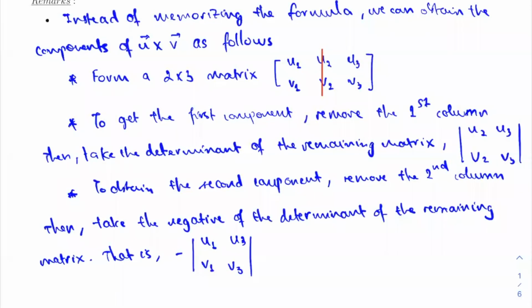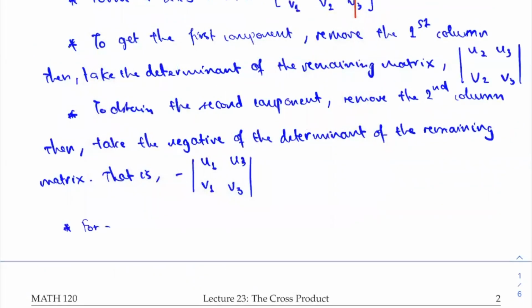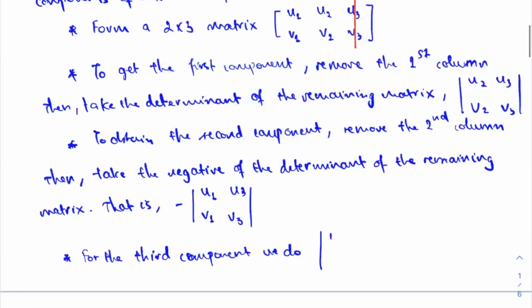And of course, for the last component, you remove the third column and then take the determinant of the remaining matrix. So in this case, again, you remove the third column when you want to calculate the third component of the cross product, and take the determinant of the remaining terms. So for the third component, we find the determinant of U1, U2, V1, and V2. And that's how you obtain the components of the cross product of the two vectors.